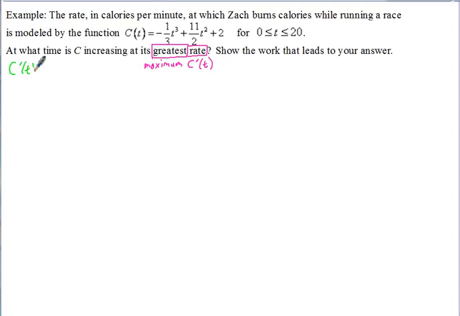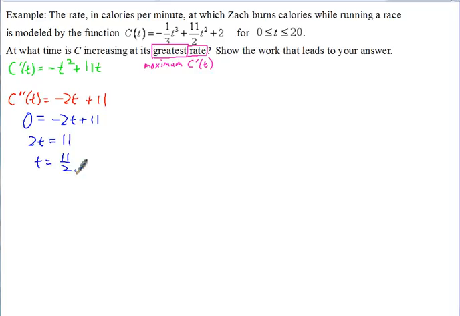So c prime of t would be, bring down the 3, times negative 1/3, which would be negative t squared, plus the 2's reduce out to 11t, for t between 0 and 20. So that's c prime. But we want to maximize c prime, in other words, find the absolute maximum of c prime. Whenever you want to maximize or minimize something, you need to use its derivative. So we actually need c double prime of t, which would be negative 2t plus 11. And then we find the critical numbers by setting that equal to 0. You add the 2t over, you divide by 2, you get t equals 11 over 2. So that's our critical number.